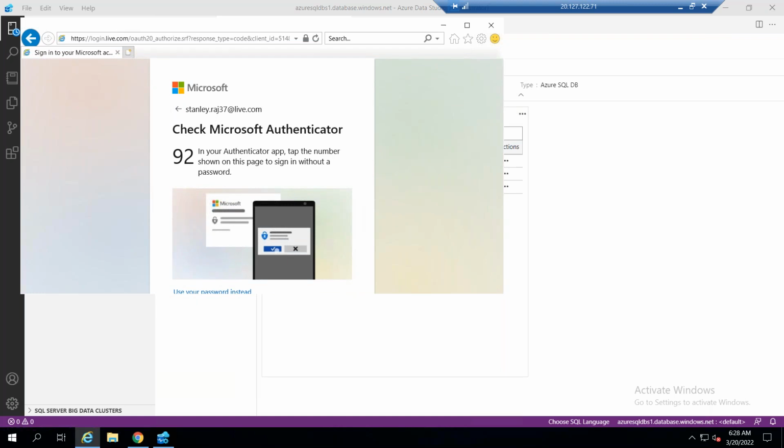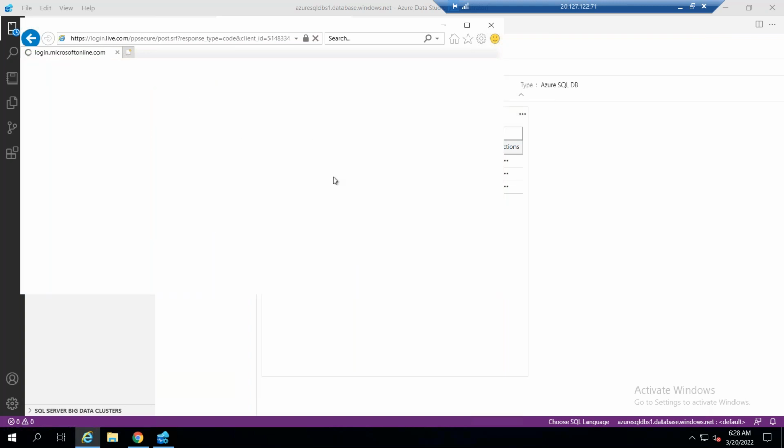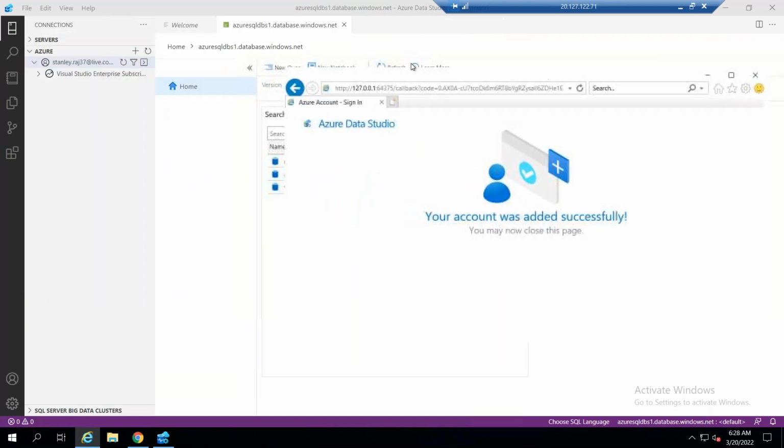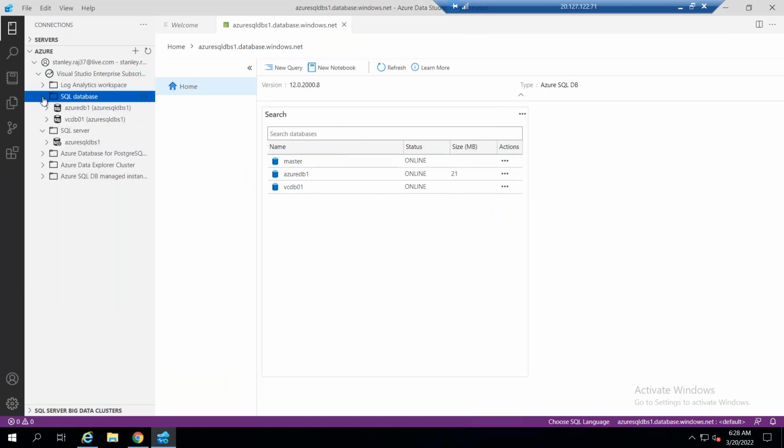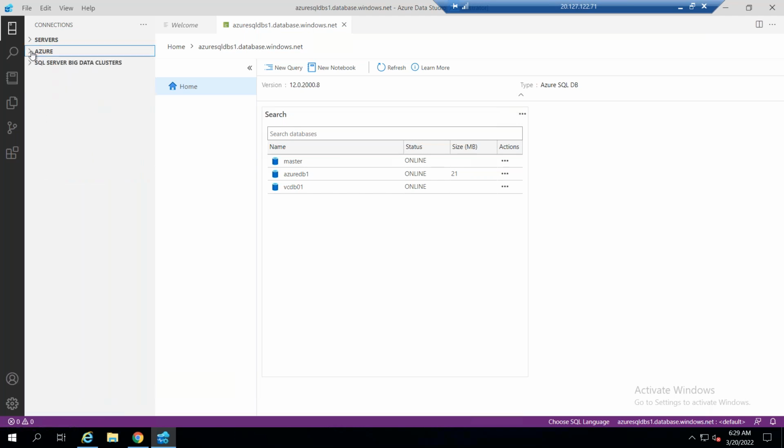Okay, sorry, once again it is asking. Okay, I have uploaded the connection. So once I log into my account, the Azure Data Studio will show my subscription, and within the subscription, whatever SQL server, SQL database, everything will be visible for my usage. The SQL database managed instance, the SQL databases, log analytics workspace, everything. And similarly, I can also go and add big data cluster systems also.